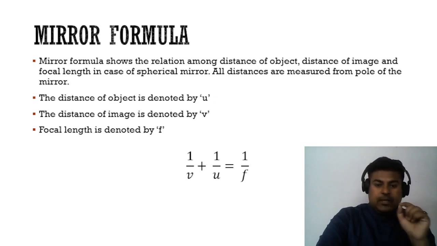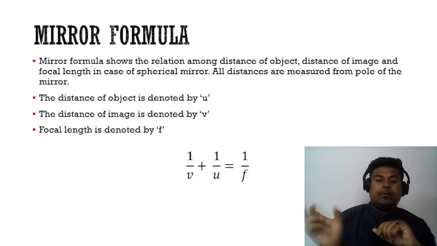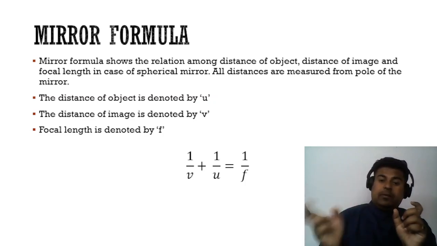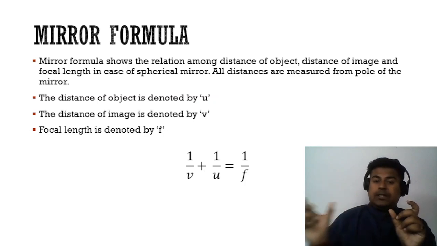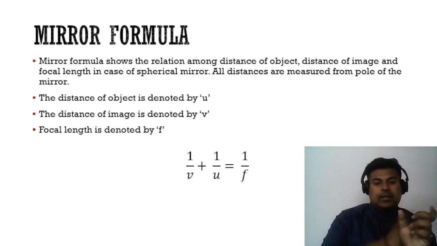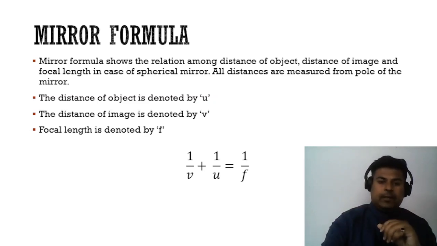If u is the object distance, which is on the left hand side, it is called object distance negative, minus u. Whenever we put in the value, if the object is kept on the left hand side, we'll simply put it in as a negative. If the image is on the right hand side, v is positive. Then there is the focal length f. So given any two values, we can find the third value.